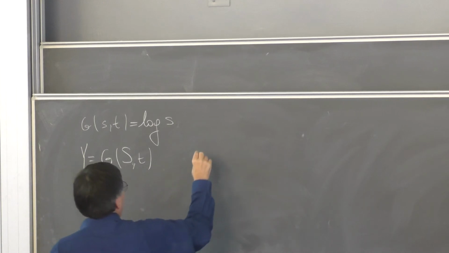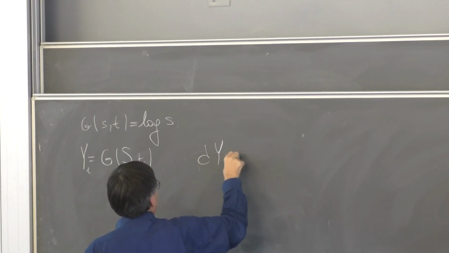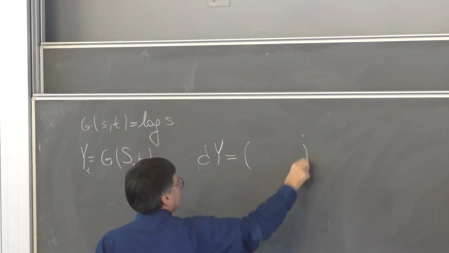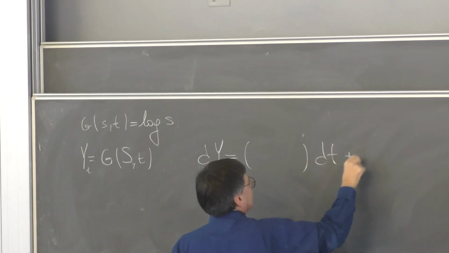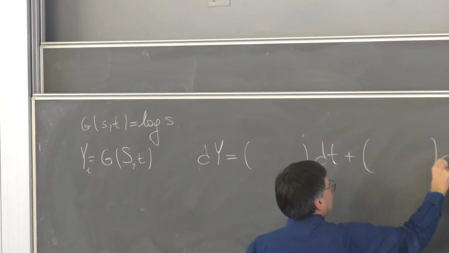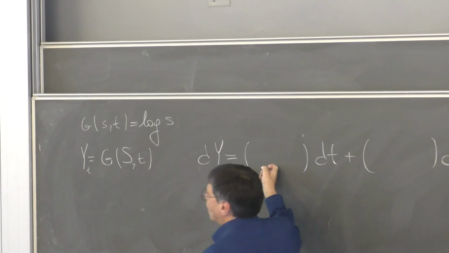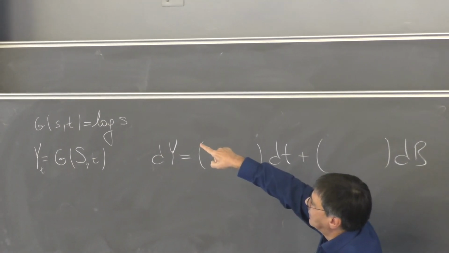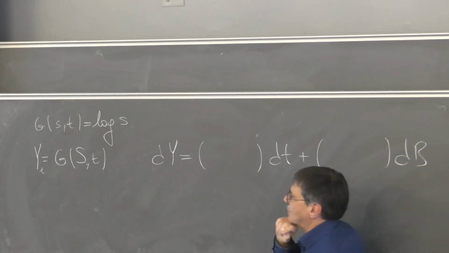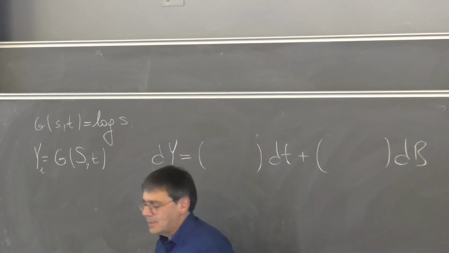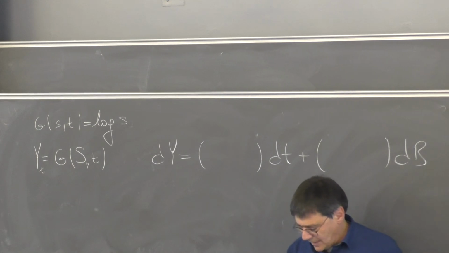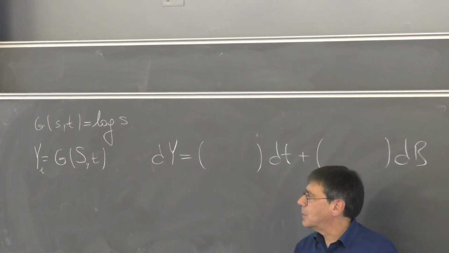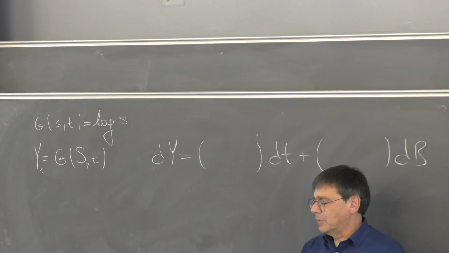So we know that dy is going to be something times dt plus something times dB. And we have to figure out what goes in there. How do we figure out what goes in there? We use Ito's lemma. There is Ito's lemma. So what is Ito's lemma going to tell us? It's going to tell us, well, compute a few derivatives. So let's take g, the derivative of g with respect to the first variable. We get 1 over s.